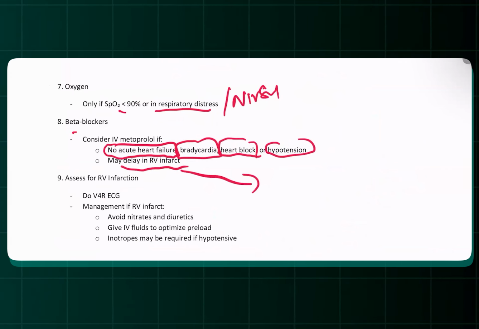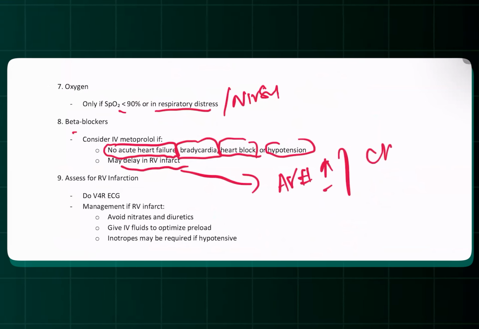Why? Because in RV infarct, the chances of AV nodal block is high. So if you give beta blocker, the chances are the patient lands up in a complete heart block. So assess for RV infarction. Always do a V4R ECG.